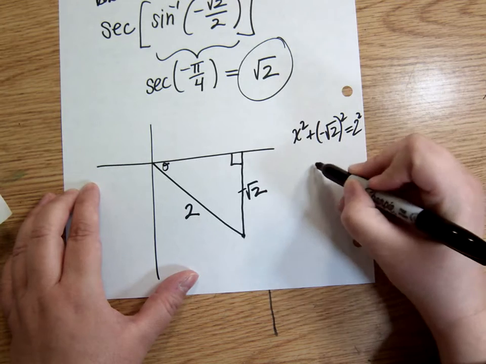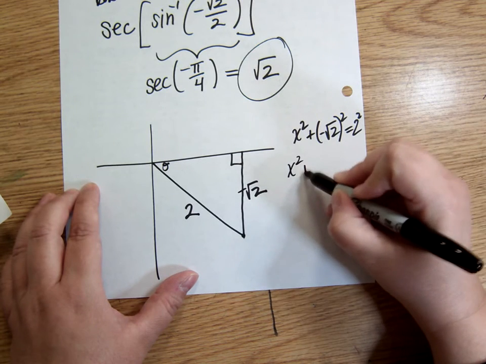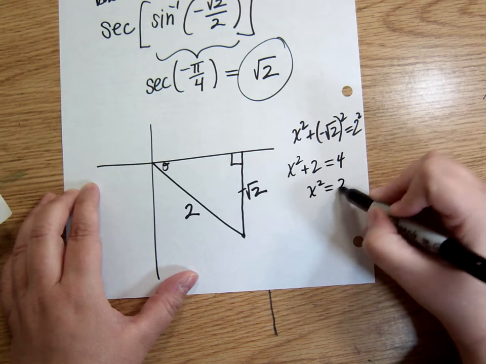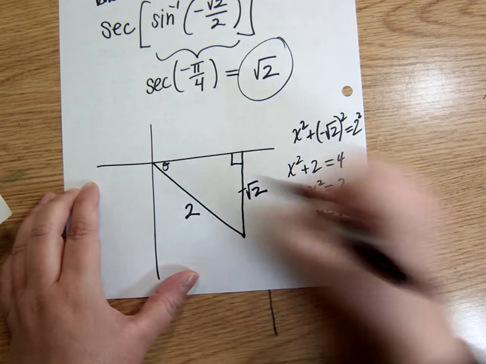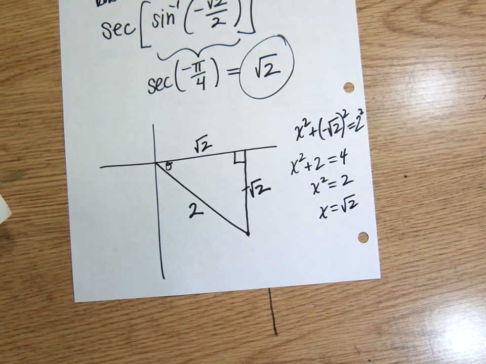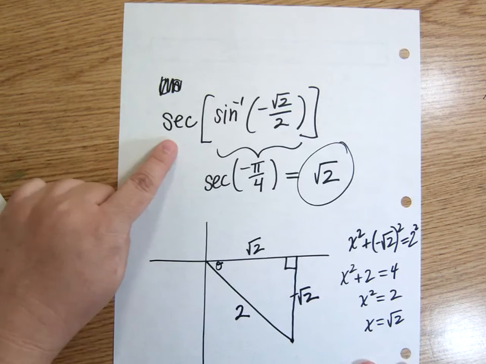So square root of 2 squared is just 2. 2 squared is 4. X squared is 2. So x is square root of 2. So here's square root of 2. And once you've got your triangle, you could find anything they wanted you to find. Tan, cotangent, sine, cosine, secant, whatever. This time it was secant.